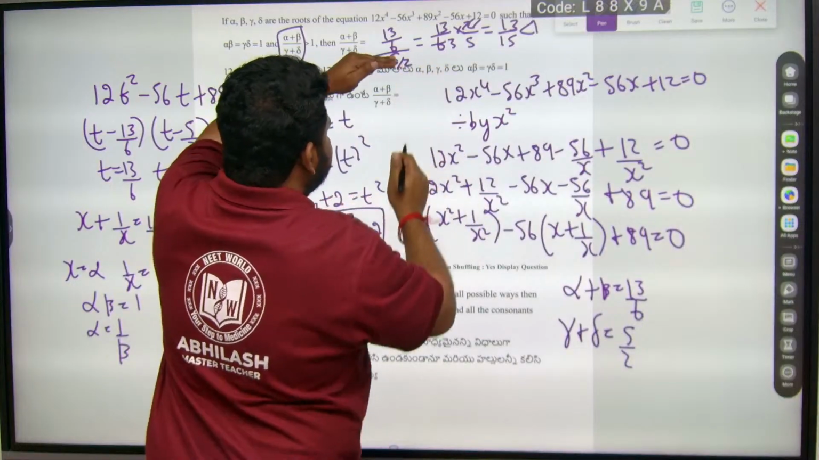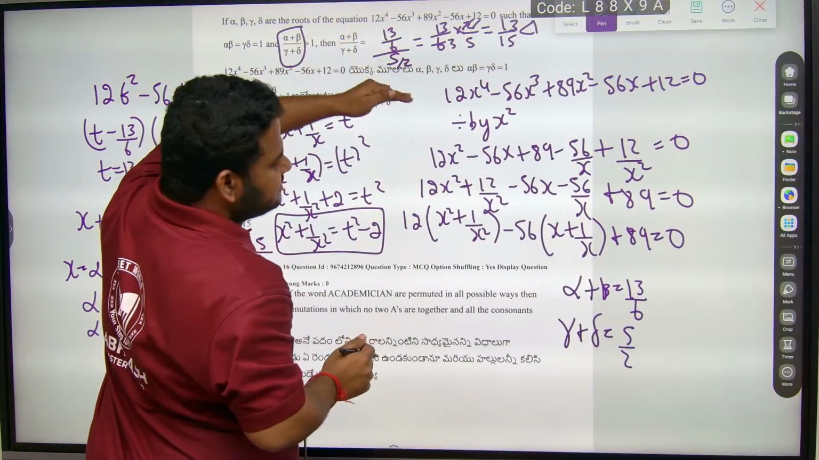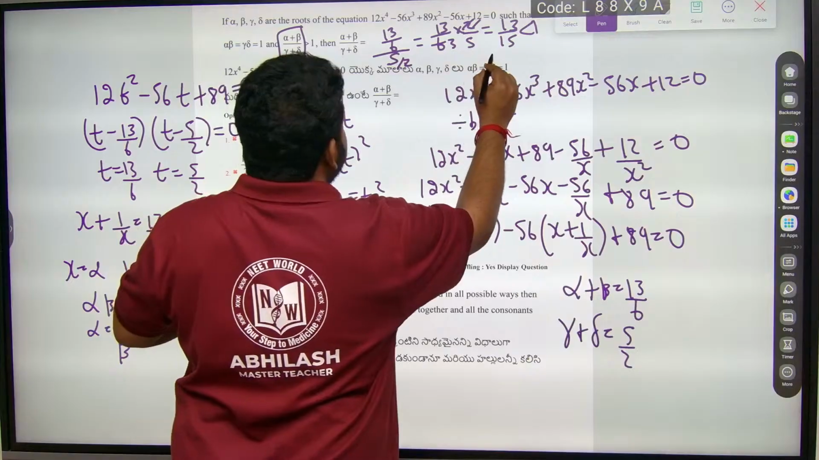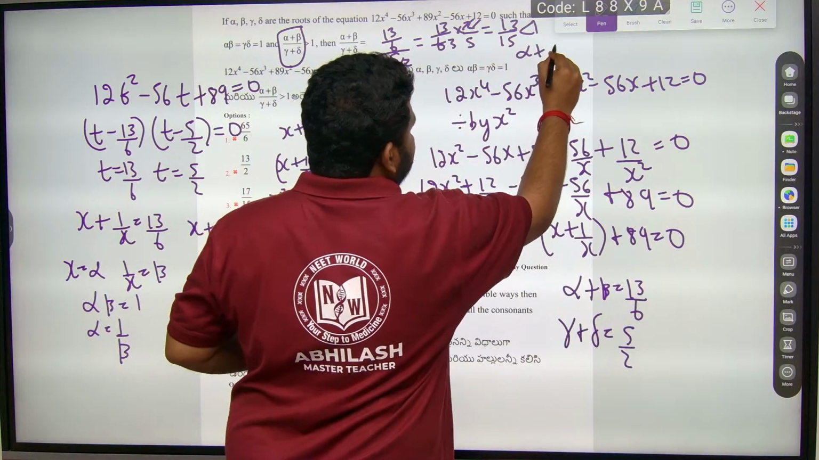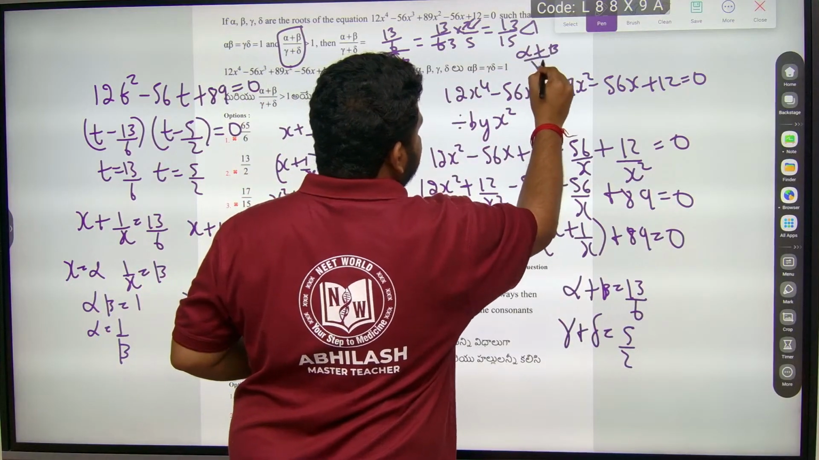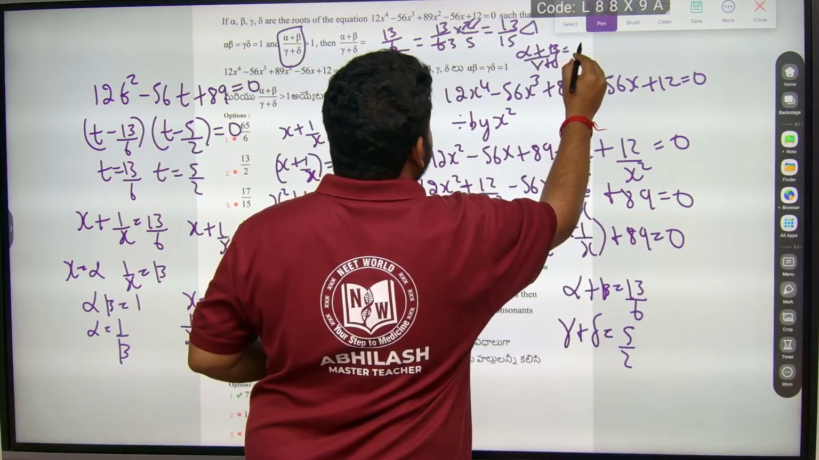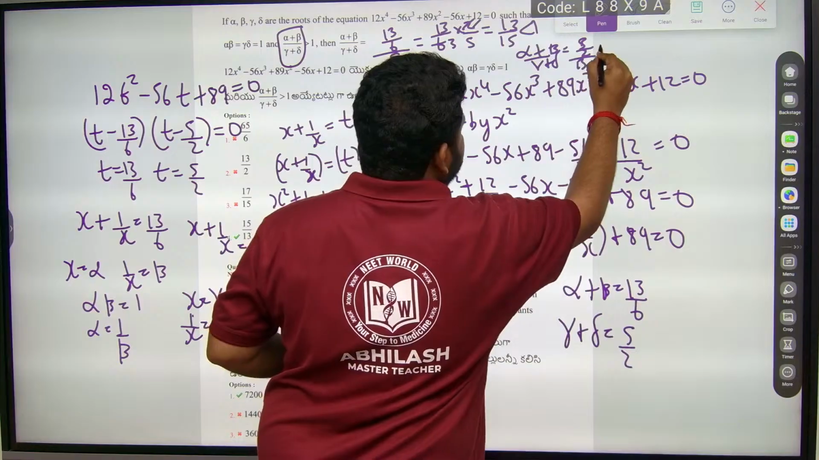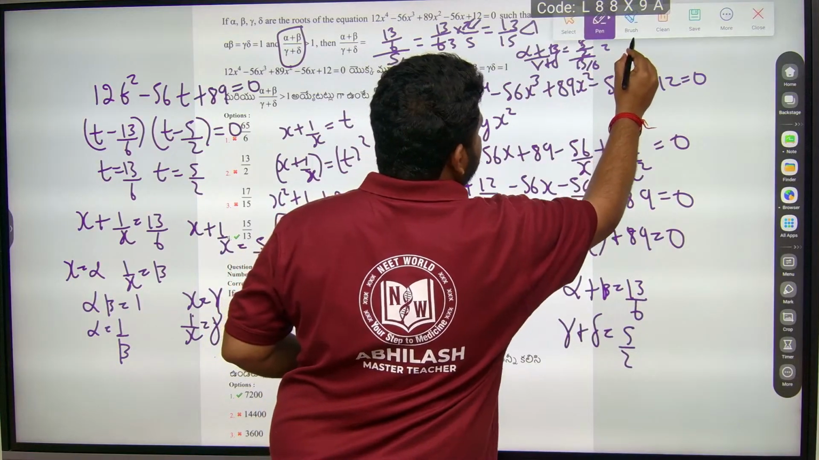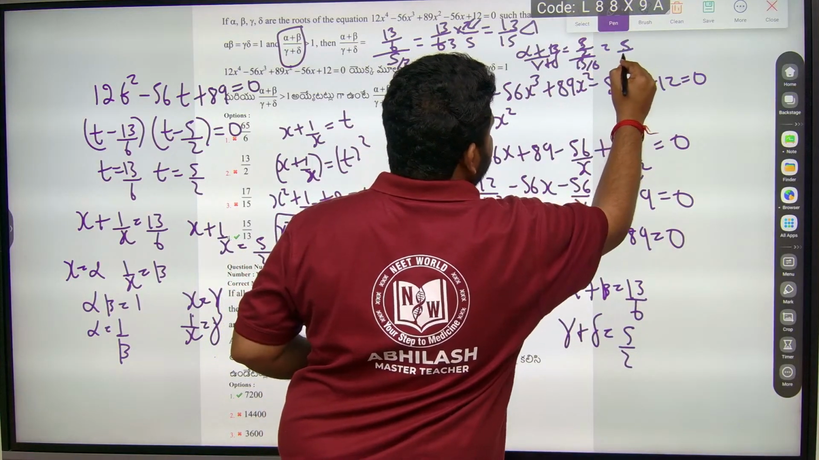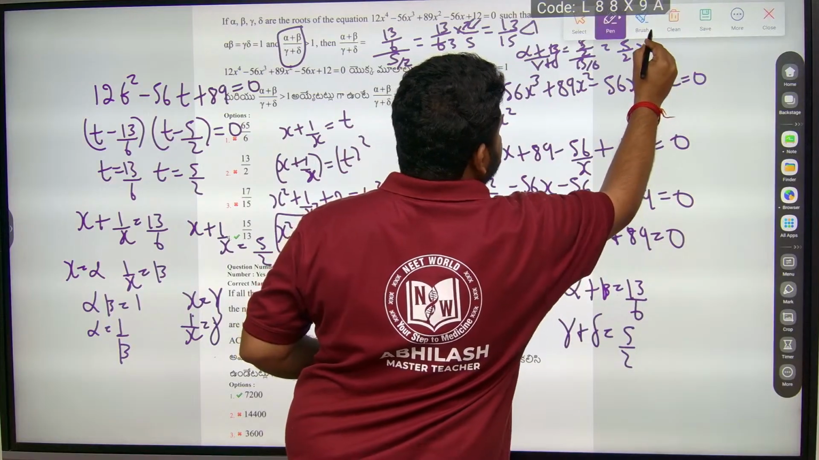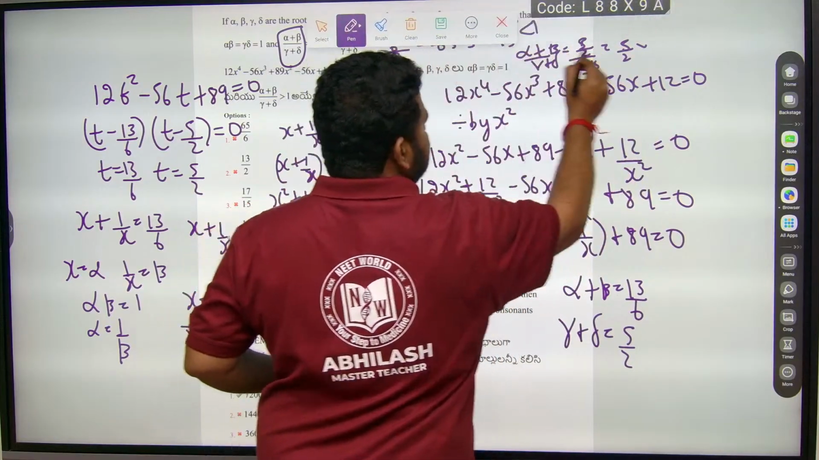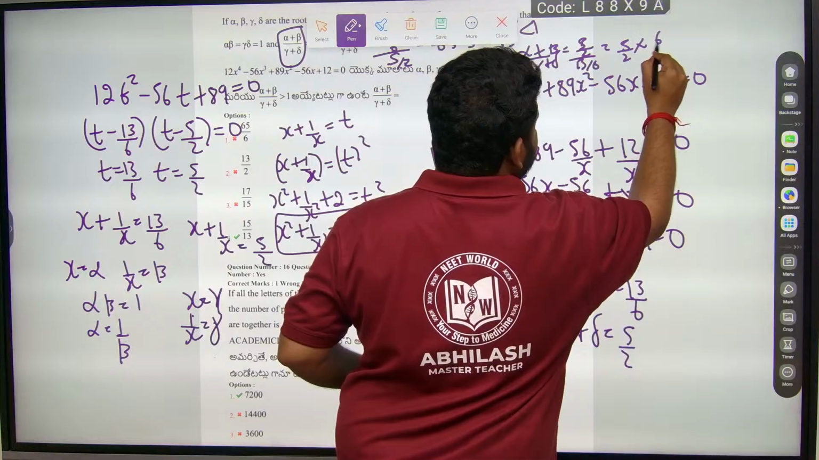First, I can take this as the first value and this as the second value. That is, I can write alpha plus beta by gamma plus delta as what? First I should write it as 5 by 2 divided by 13 by 6. So this gives me 5 by 2 into 6 by 13. Let me write it here. 5 by 2 into 6 by 13.